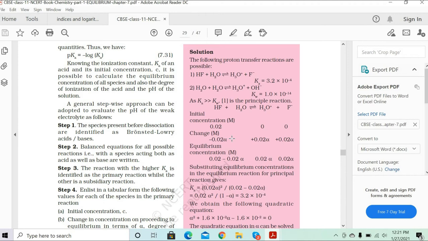Can I use a calculator for the calculation? Yeah, you can use a calculator. You can try the calculator, no problem.